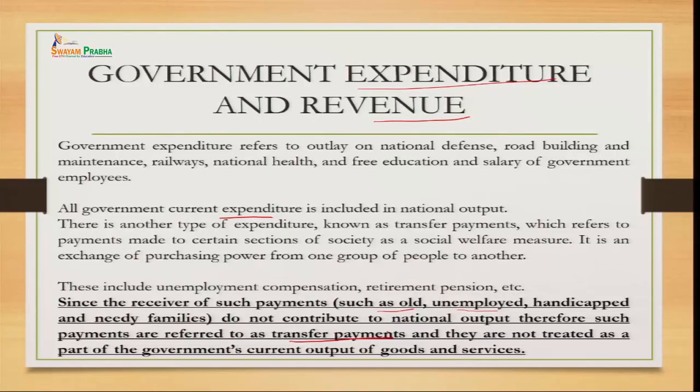This is the transfer payment, not pricing. This is the transfer payment which has been made by the government to that section of society where they want to generate welfare. So this has to be taken care of whenever we are calculating national income. We are only going to include in national income the expenditure of government made on national defense, road building, maintenance, railways, national health, free education, salary of government employees. All such expenditures are taken up, whereas the payments made in the form of transfer earnings are not being considered.